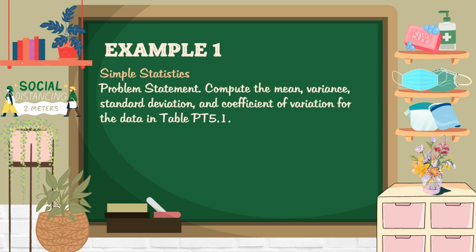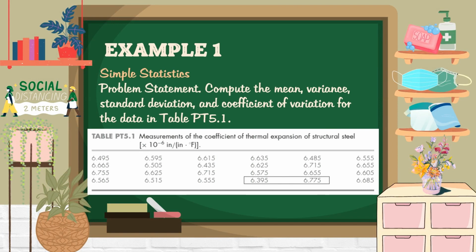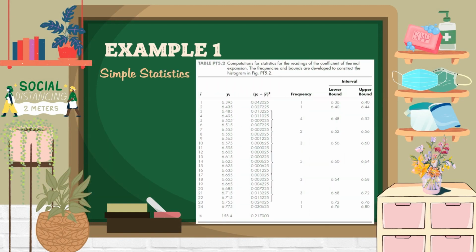For example 1, simple statistics. The problem statement: compute the mean, variance, standard deviation, and coefficient of variation for the data in table PT 5.1. Table PT 5.1 gives the measurements of the coefficient of thermal expansion of structural steel in this particular data set. The frequency and bounds are developed to construct the histogram in figure PT 5.2, represented in this tabulation.